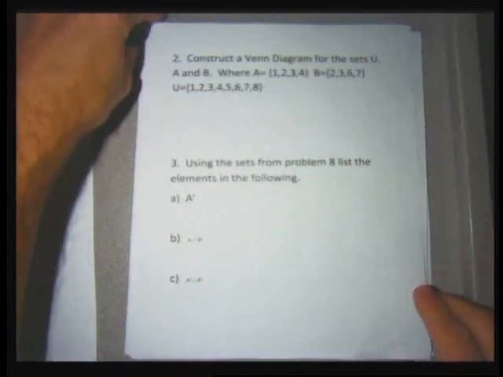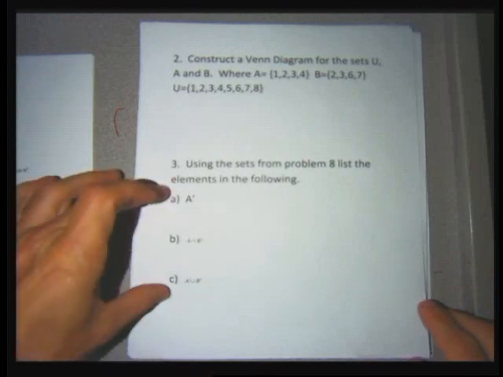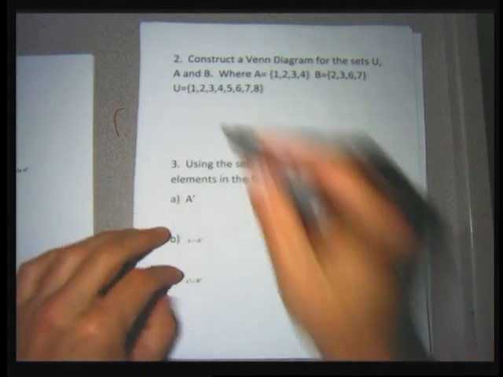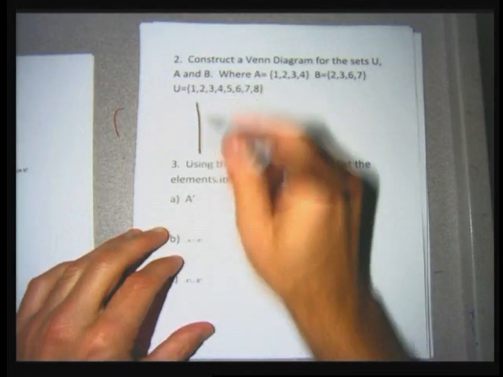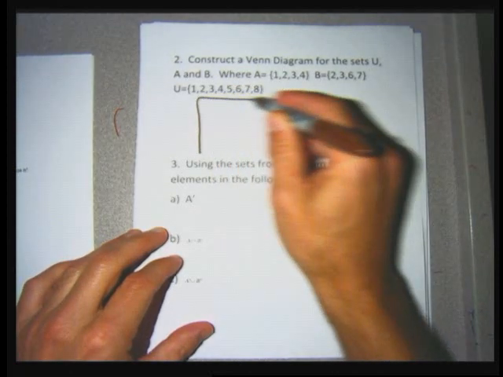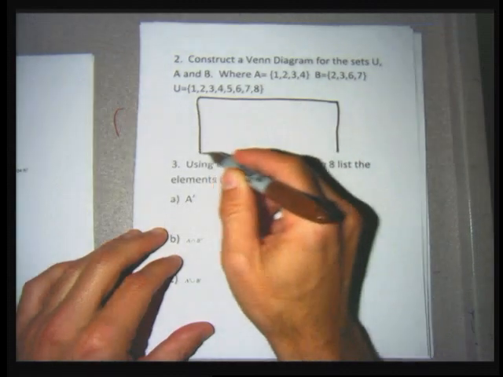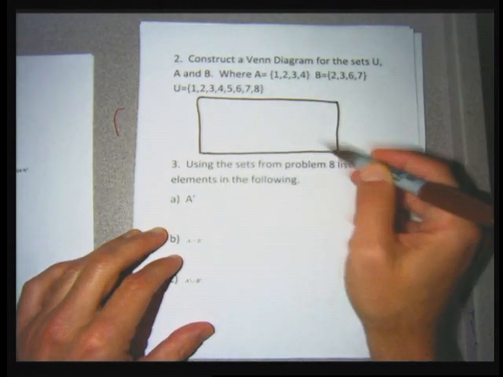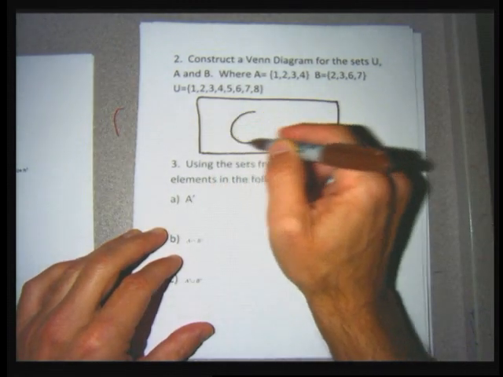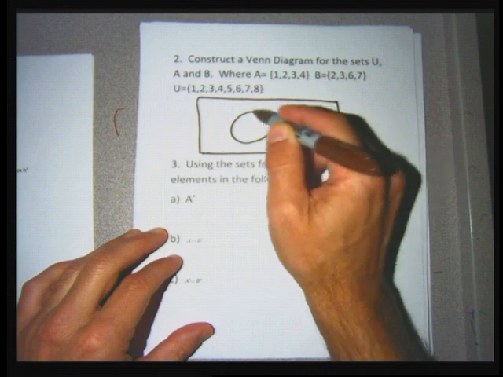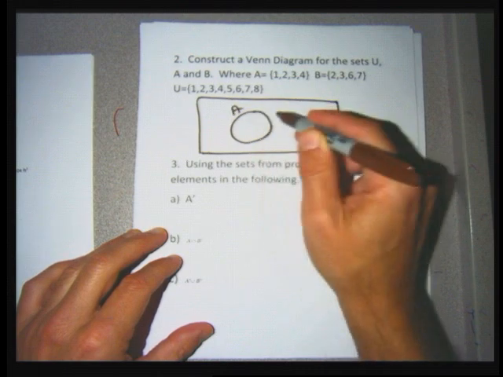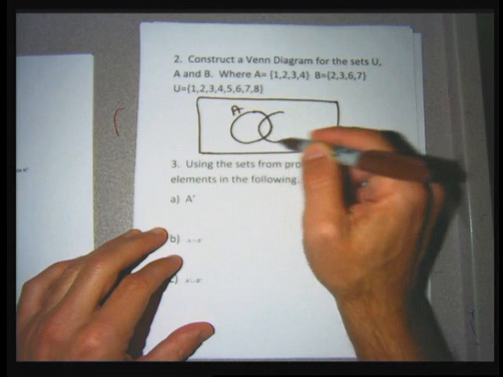Number 2 wants me to construct a Venn diagram. I'll make the Venn diagram, but I might not use the Venn diagram to answer question 3. There's only 2 round sets I need to make. I'm drawing this rectangle to represent the universe of the numbers 1 through 8. And inside that rectangle, I'm going to make a circle and label it A. And then an overlapping circle and label it B.